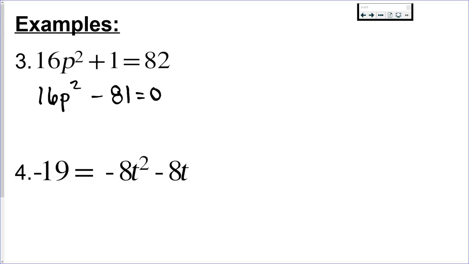Now, if you're going through this quickly and not trying to work through your guiding steps that we've shown you, you might want to factor this, and you might see that it's factorable because it's the difference of squares, right? So this would be 4p minus 9, 4p plus 9.